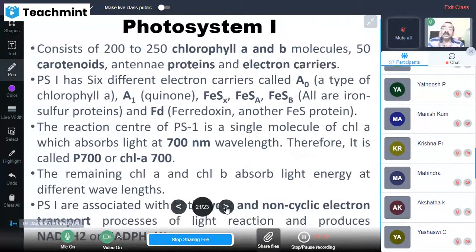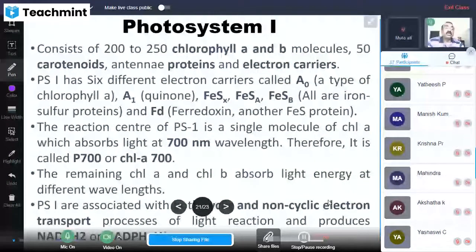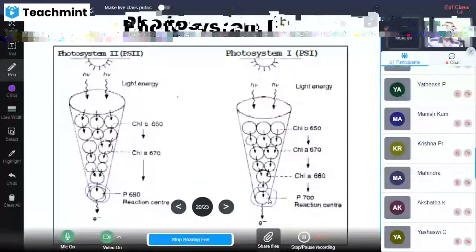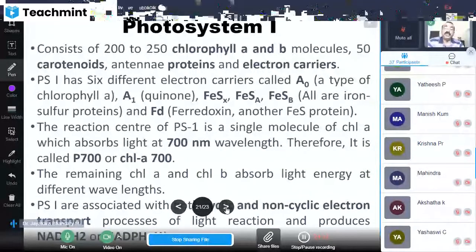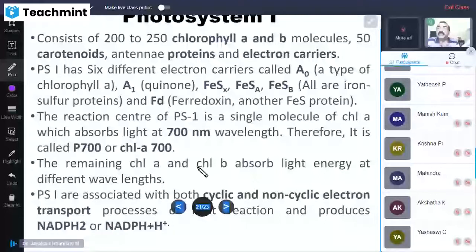The remaining chlorophyll A and B absorb light energy at different wavelengths, and this absorbed light energy is finally transferred to the chlorophyll A reaction center at the center.